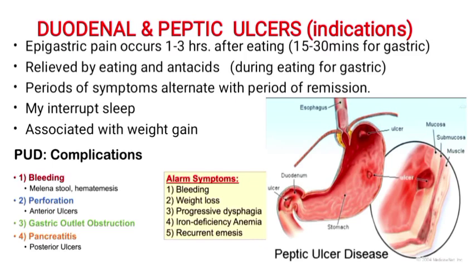But we have alarm symptoms. The alarm symptoms we have are bleeding, weight loss, but also progressive dysphagia, difficulty in swallowing, which can be an alarm for ulcer. But also we have iron deficiency anemia, since there is a loss of blood through an ulceration in the mucosal lining. Therefore, if there is a loss of blood, iron will be lost in the blood. But also we have recurrent emesis. These are alarm symptoms that can indicate that there is an ulceration.